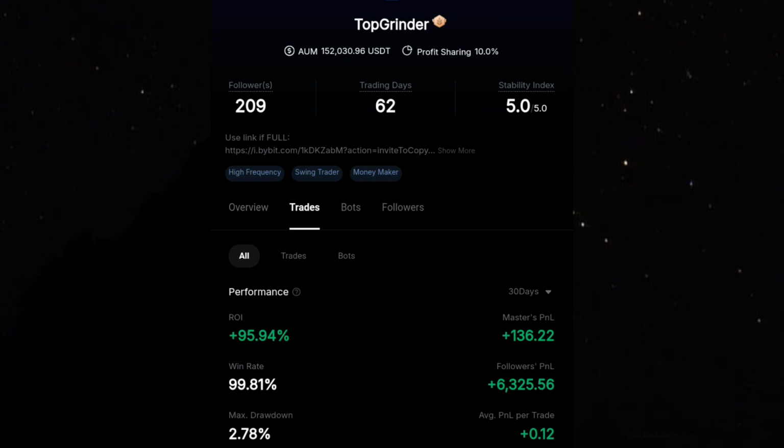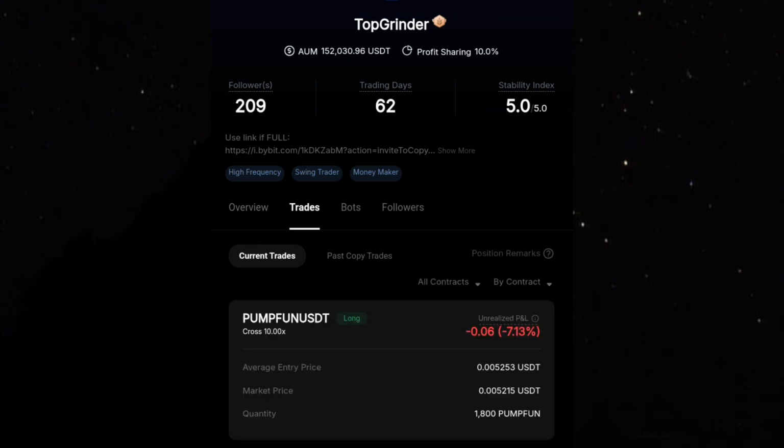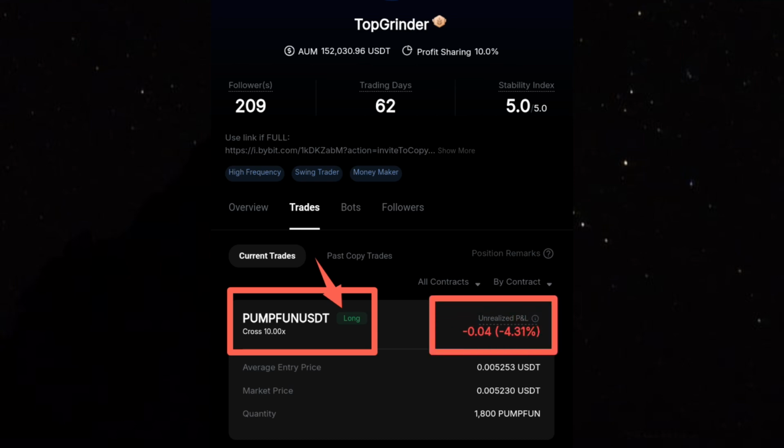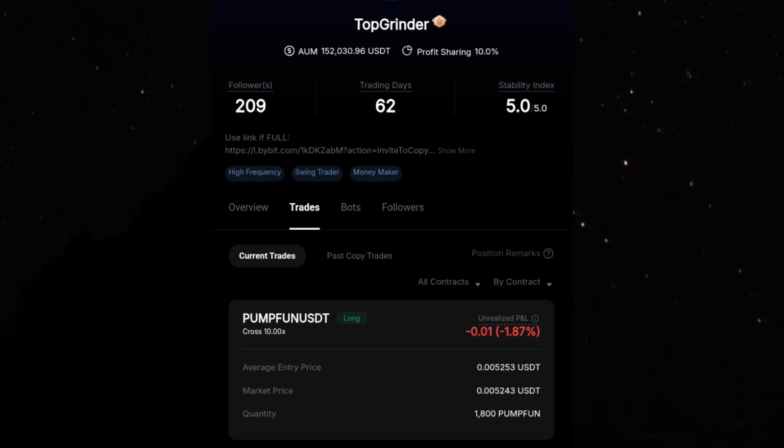This trades tab simply shows what his active trades are, meaning what he's trading currently. Currently he's trading PUMP FUNDS USDT, and he's on futures, on cross margin. So he's longing this on futures, and he is currently losing money on this trade. Bybit is very, very sincere. They will share everything you need to understand. This is the current trade his followers are copying right now, and he's losing money.